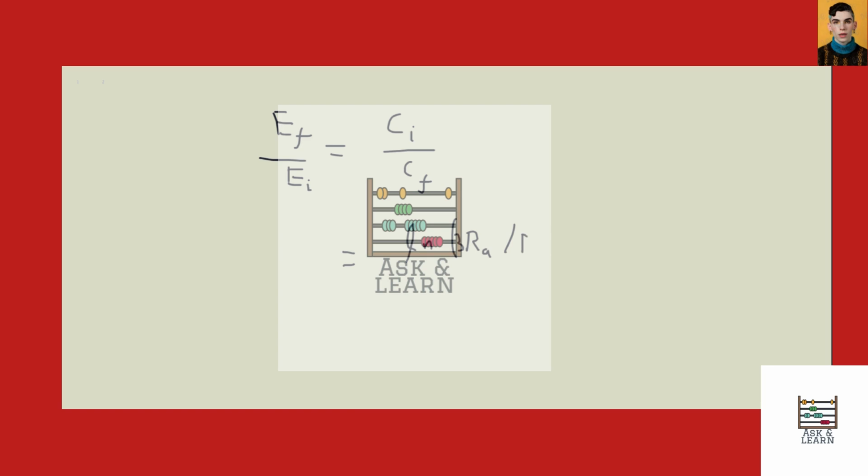Natural log of 3 times Ra divided by Rb, divided by natural log of Ra divided by Rb. So this is greater than 1. So this is the factor by which energy changes. So this is for part A.